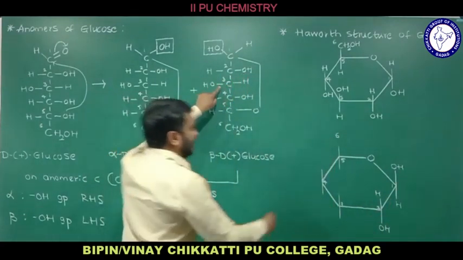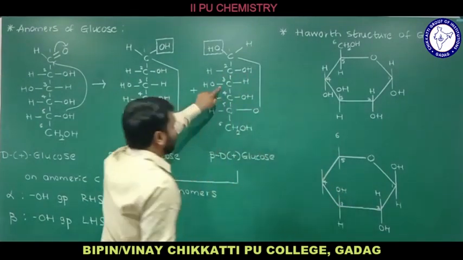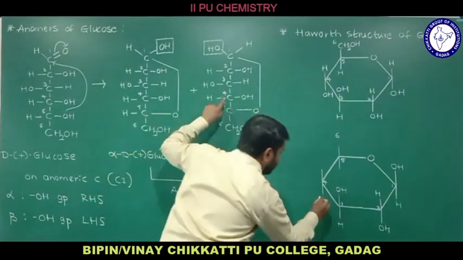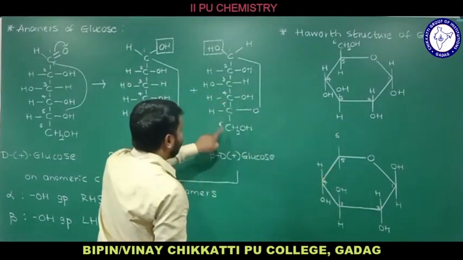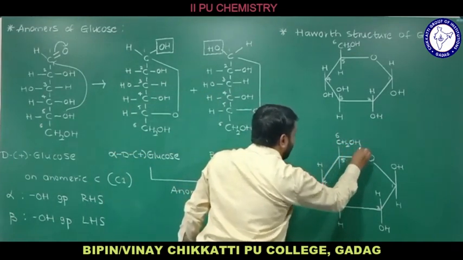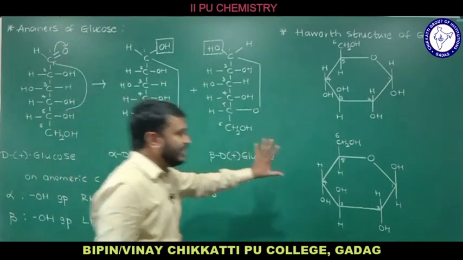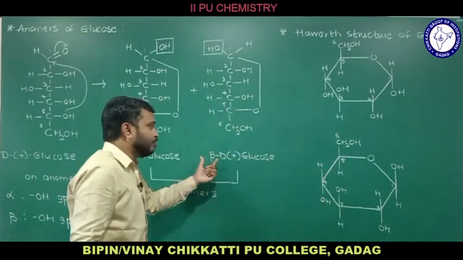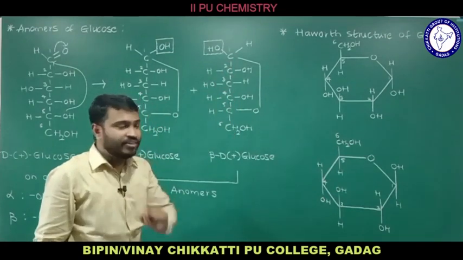Carbon number 3, H is on the right side, so H I place below, OH I place above. Carbon number 4, OH is on the right side, so OH below, H above. Carbon number 5, we have H and CH2OH. CH2OH is always above and H is below to prevent steric hindrance, and that is the structure of the beta D plus glucose, and that structure we call the Haworth structure.